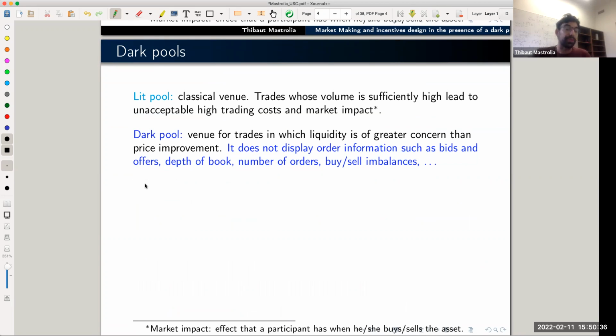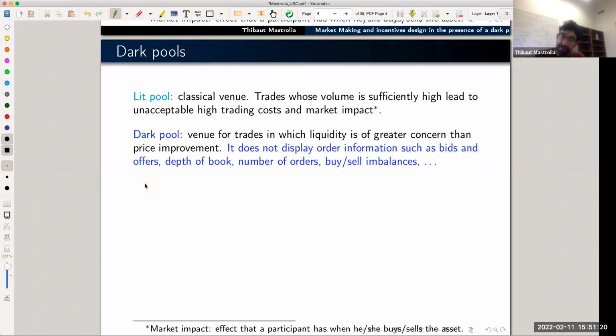Dark pools are different in a lot of ways from lit pools. In this kind of pool, the liquidity is more important than price. What I mean is that in this kind of venue, there is no information such as bid or ask offer. You do not have access to the depth of the book. You do not have access to the number of orders on the ask side or on the bid side. You do not have access to the imbalance. So you only send a volume in the dark pool, and afterwards, a posteriori, you will see what has been executed. And the question is, at which price?